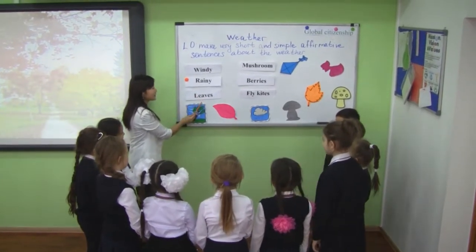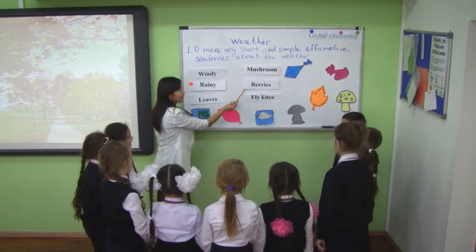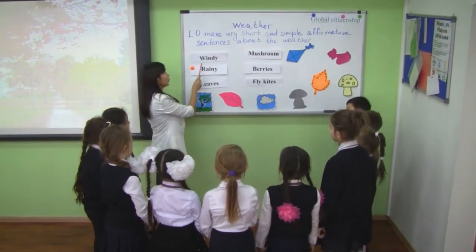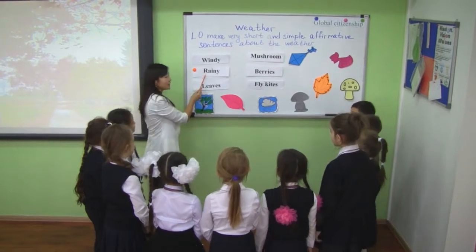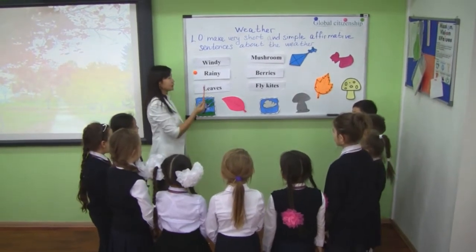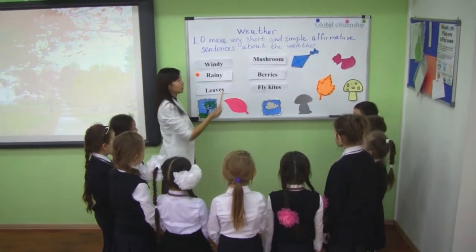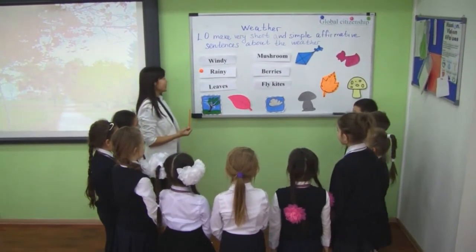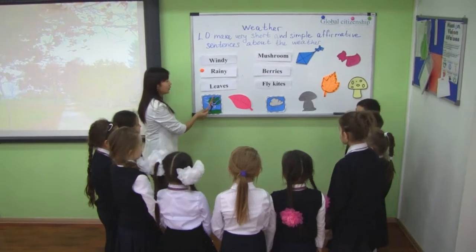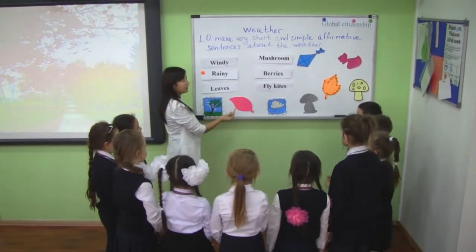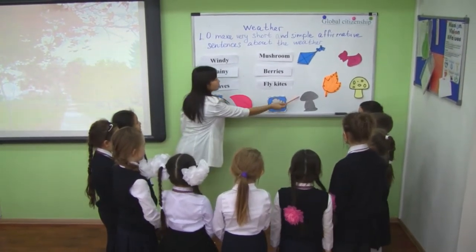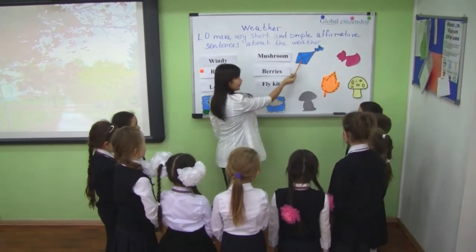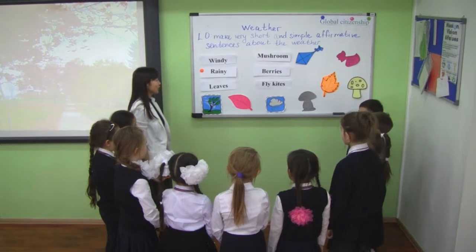Raining, leaves, mushroom, berries, fly kite. Listen and repeat. Windy, windy, rainy, rainy, leaves, leaves, mushroom, mushroom, berries, berries, fly kites. fly kites, Once more. Windy, windy, rainy, rainy, leaves, leaves, mushroom, mushroom, berries, berries, fly kites. fly kites, Okay, can you show me?